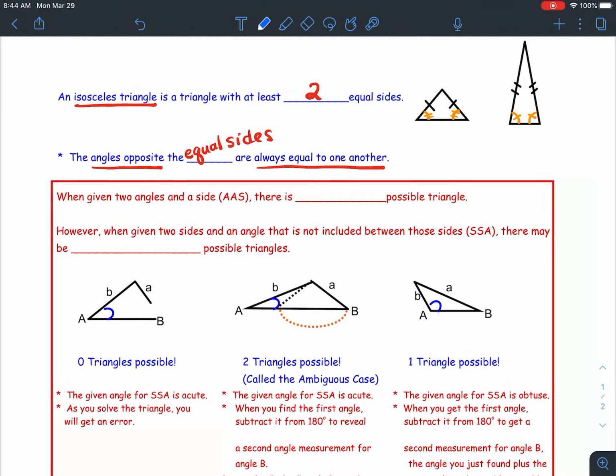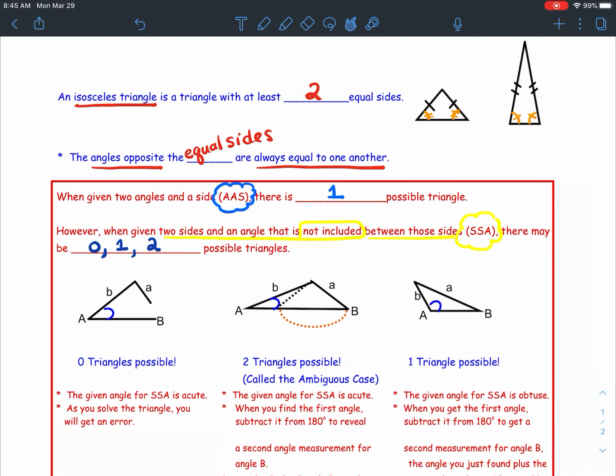This is the special situation where something weird can happen with your triangles. So only in this circumstance, when you're given two sides and an angle not included between those two sides, you have actually three possibilities that could take place depending on the measurements of the side and the measurement of the angle. There could be no triangles at all that could be constructed with that given information. There could be only one triangle that could be made with that given information, or it's possible that there are two triangles that could be made with the given side measurements and the given angle measurement that you're given here.